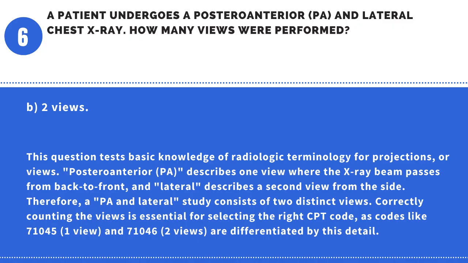Answer. B. 2 views. This question tests basic knowledge of radiologic terminology for projections, or views. Postanterior, PA, describes one view where the X-ray beam passes from back to front, and lateral describes a second view from the side. Therefore, a PA and lateral study consists of 2 distinct views. Correctly counting the views is essential for selecting the right CPT code, as codes like 71045, 1 view, and 71046, 2 views, are differentiated by this detail.